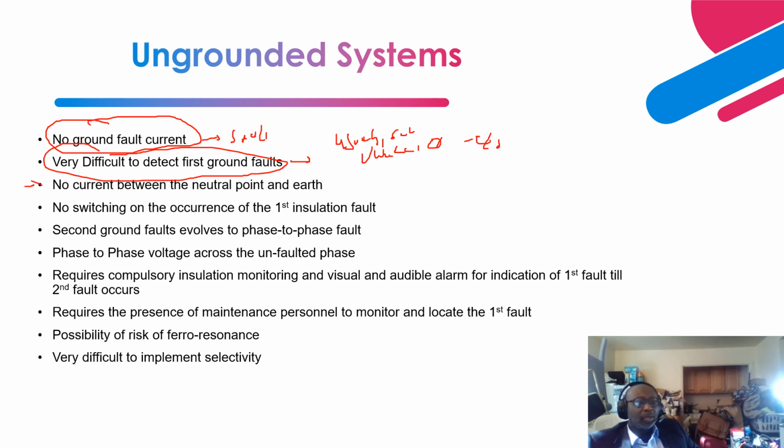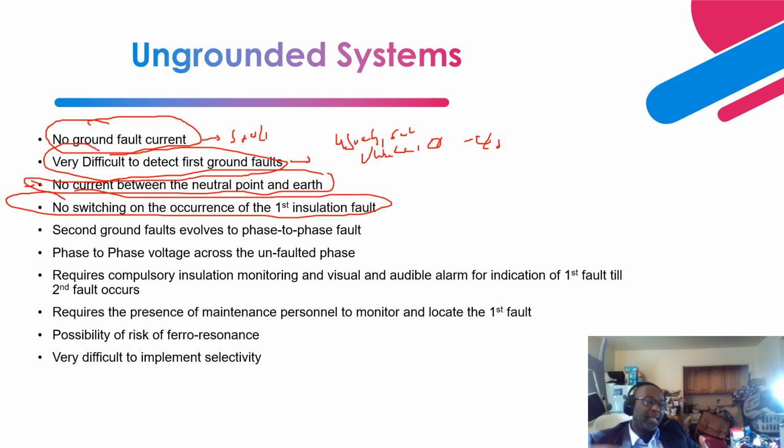Next is no current between the neutral point and earth. As you can see in the previous slide, the only path to ground was through those stray capacitors. Those are imaginary, they are not visible. So that is the only path of ground fault current that you see. Then it also gives you the possibility for no switching to take place.